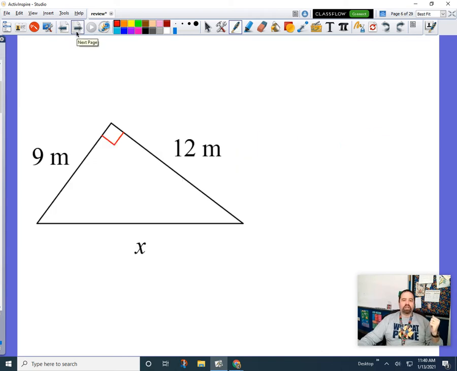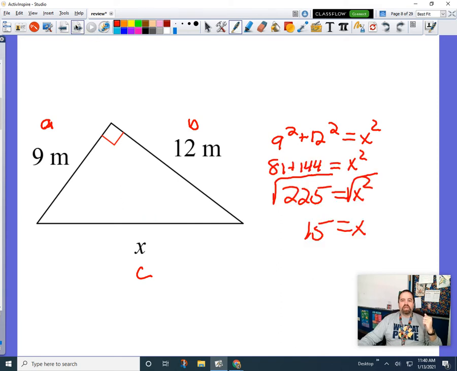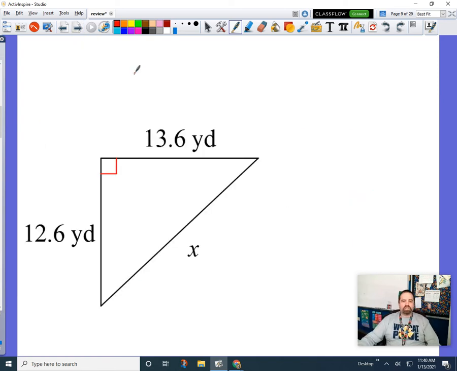Same thing. Correctly set up this one. Okay, 9 squared plus 12 squared equals x squared. This time you're missing the hypotenuse, the one across from the right angle. And solve it. Again, another whole number. That happens. It's about half and half. It just kind of depends. Set up and solve.